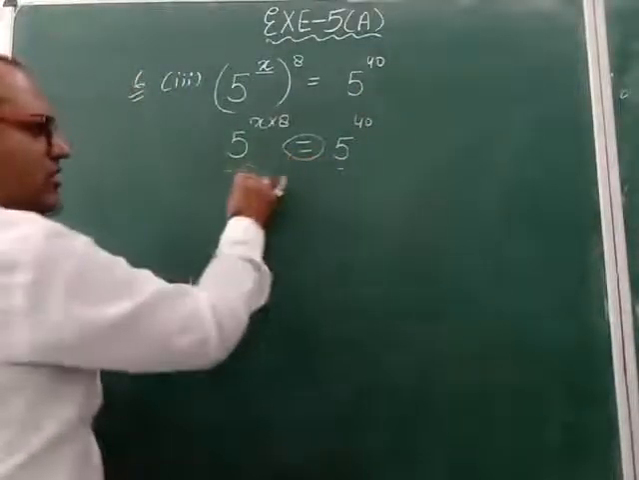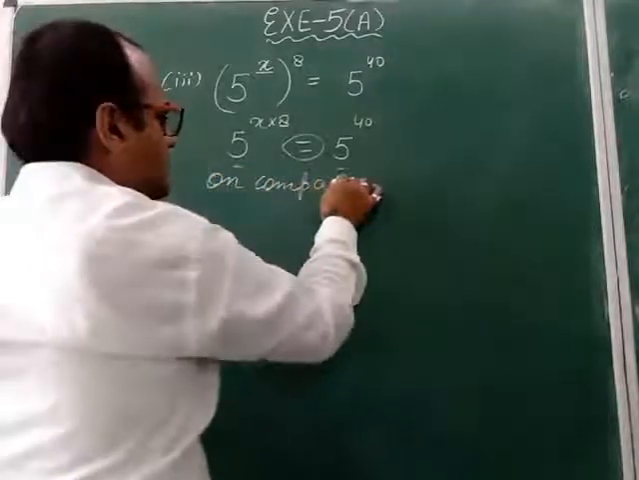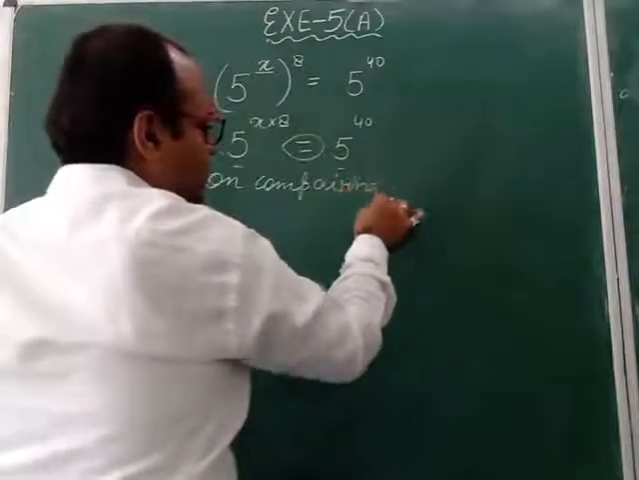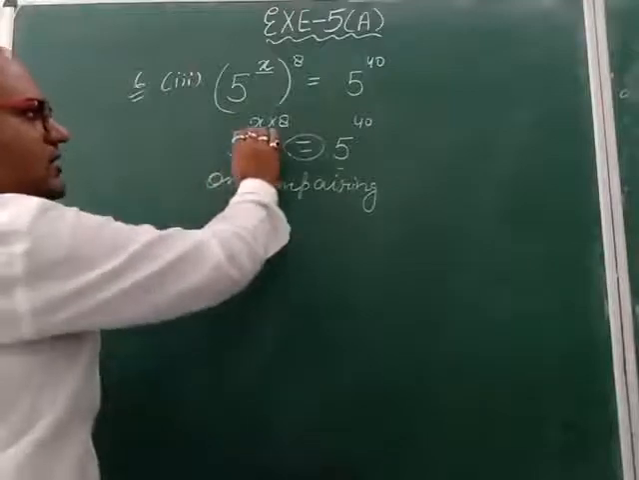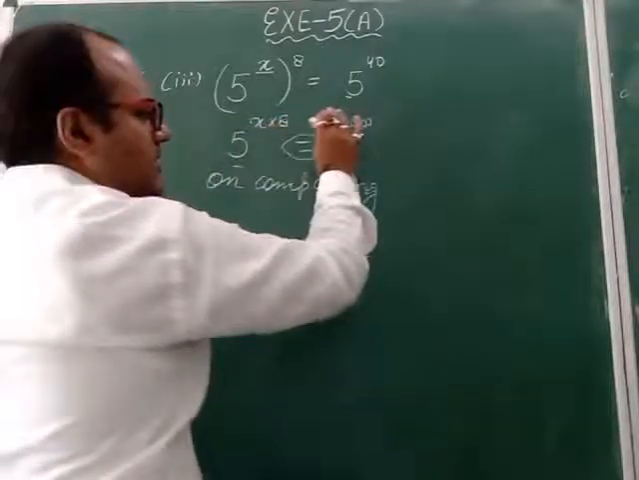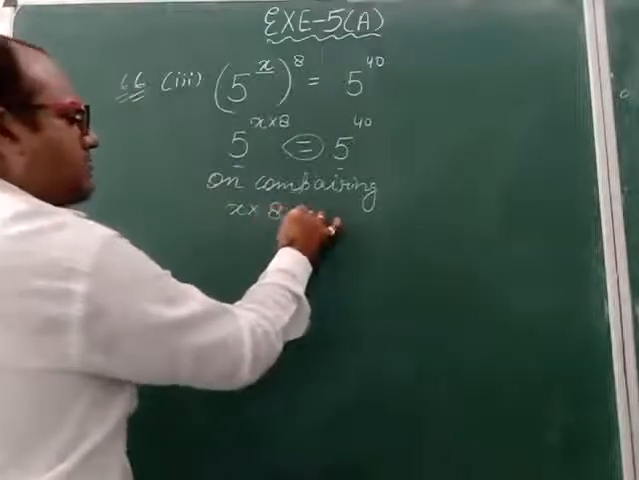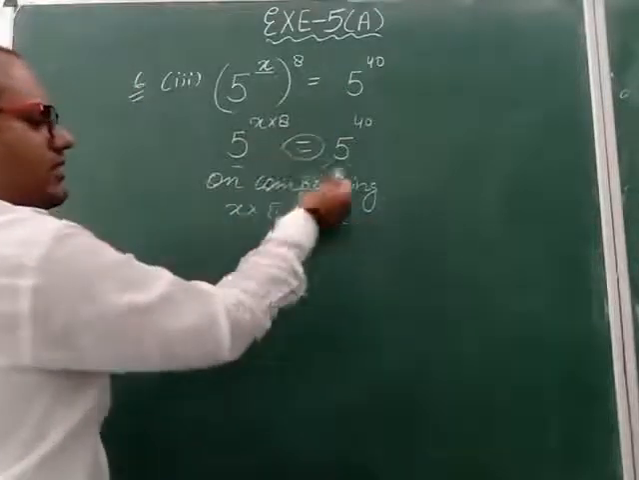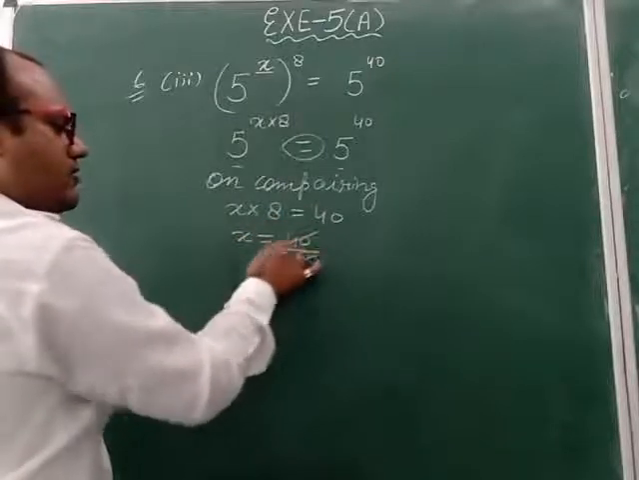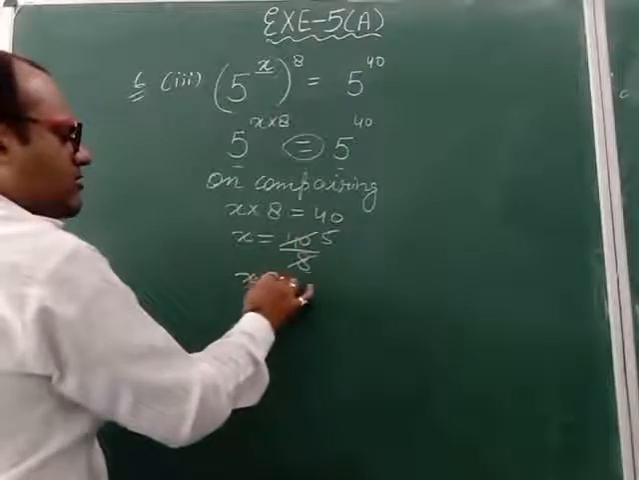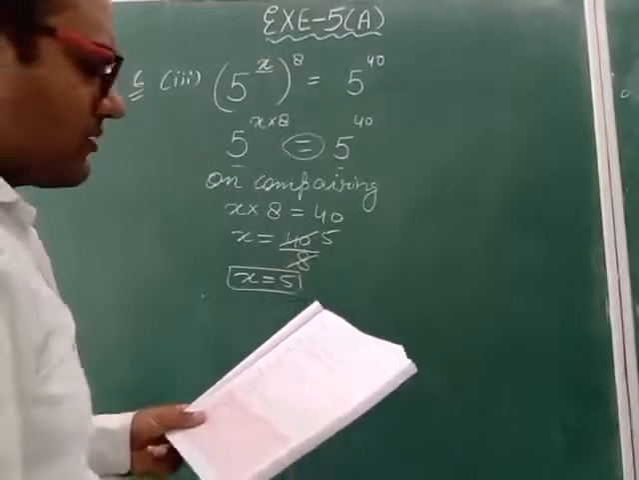So because of this equal sign we will use on comparing. We will compare both the sides. So 5 will take the place of this 5. x multiply 8 will take the place of this 40. So we will say x multiply 8 is 40. Now multiply 8 will come in divide. So x is equal to 40 divide 8. So finally the answer will be x is equal to 5. Now see another part, number 4.